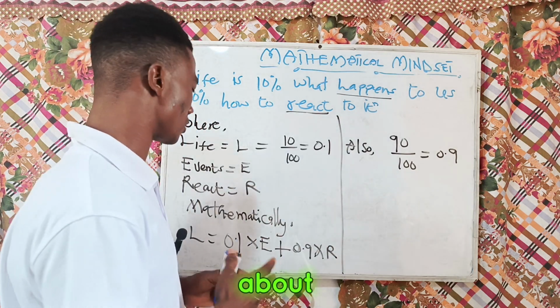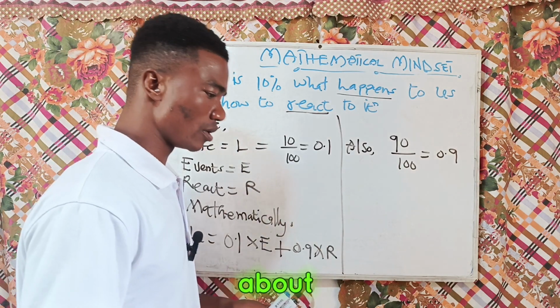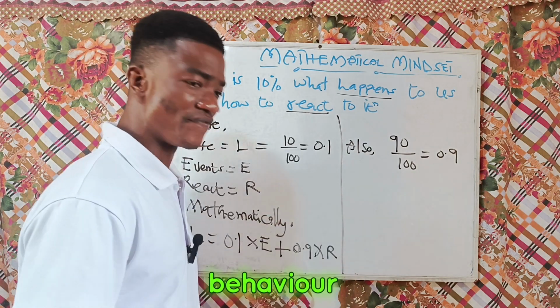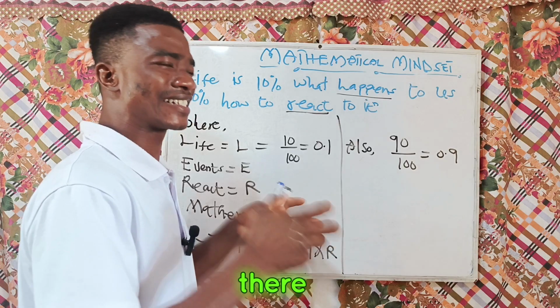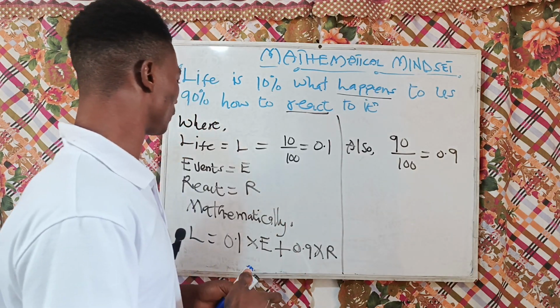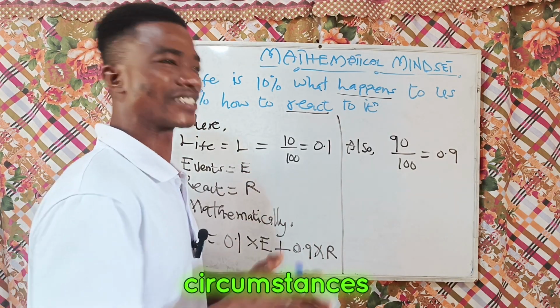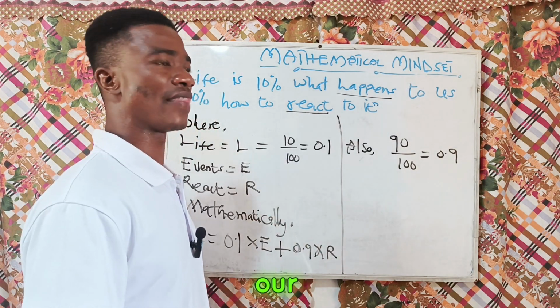So that talks about what? Reaction. Reaction talks about response, decisions, or human behavior, the choices that we make when there are circumstances or challenges that we face in life. As I've already explained, events are circumstances or challenges that occur to us daily in our life, and how we react to them.